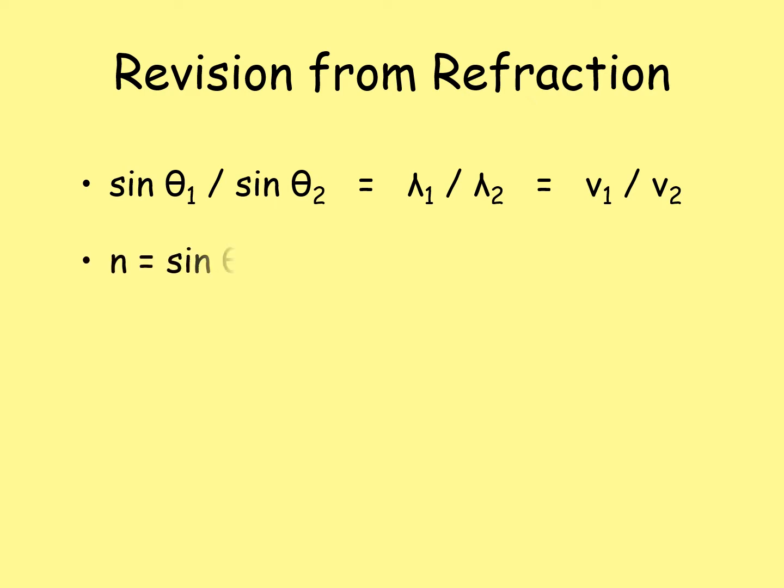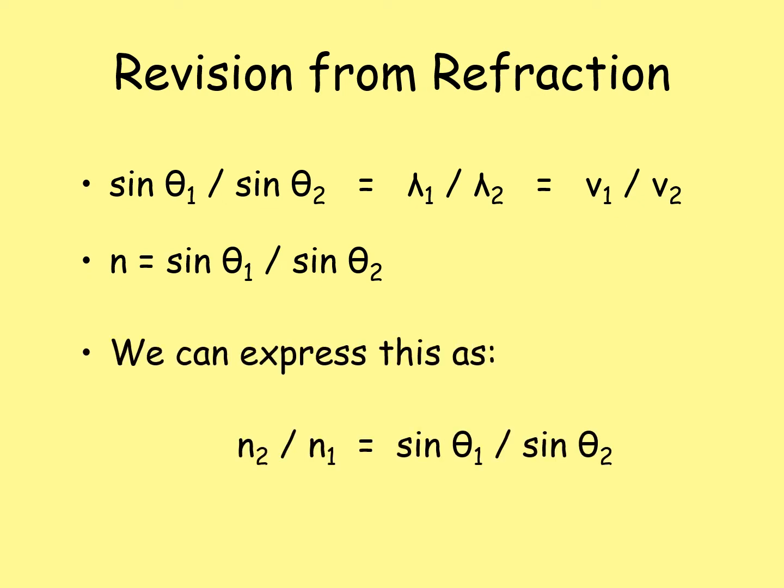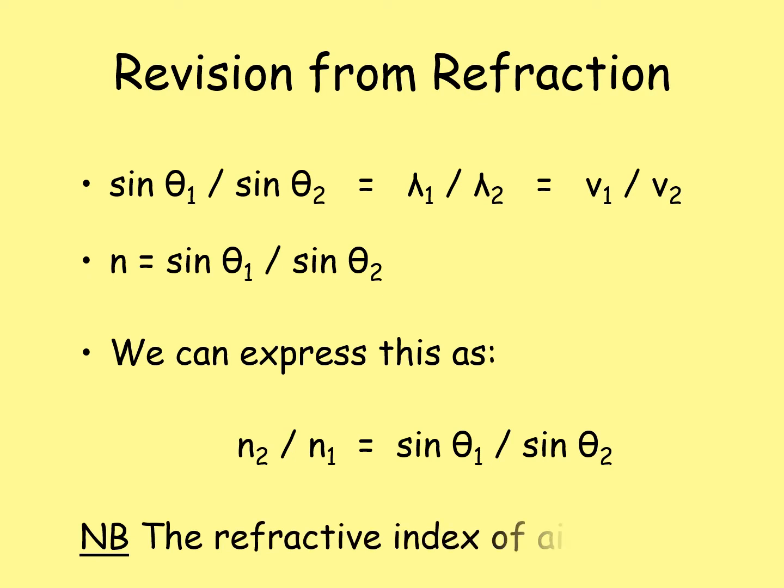Fundamentally, Snell's law states that n, the refractive index, is equal to sine theta 1 over sine theta 2. We can also express this as n2 over n1 is equal to sine theta 1 over sine theta 2, noting that the refractive index of air is 1.